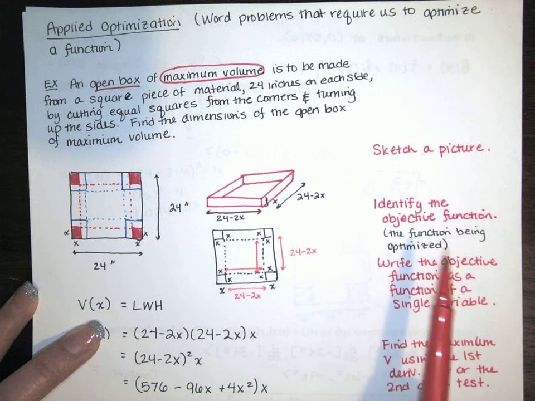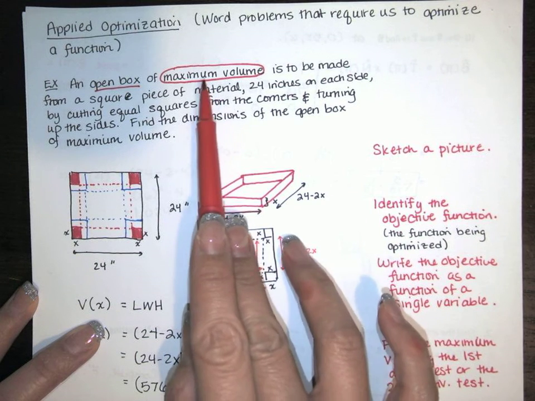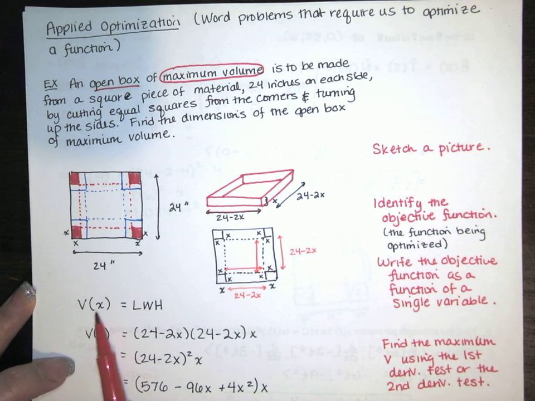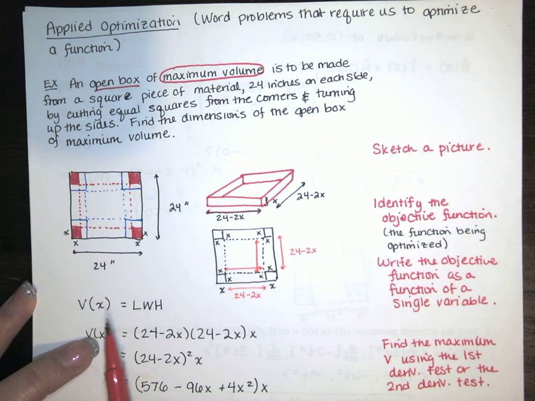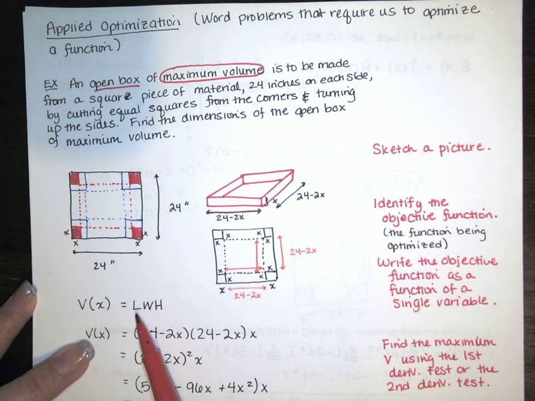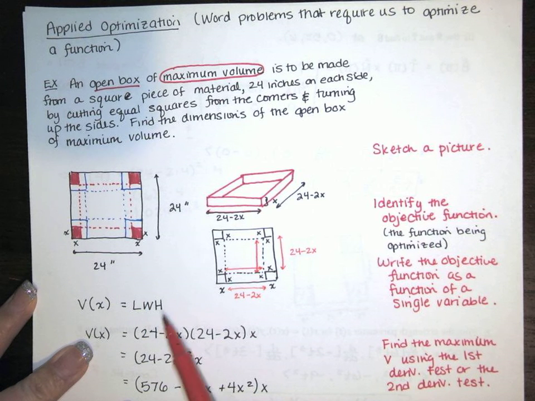So I identified that. And then we need to write that function as a function of a single variable. I wrote volume as a function of x. It's possible that in some of these problems you're going to have a function of several variables. Like volume could be a function of length and width and height. But that's not what I want. I'm in Calculus 1, not Calculus 3, and I can't have a function of 3 variables yet.